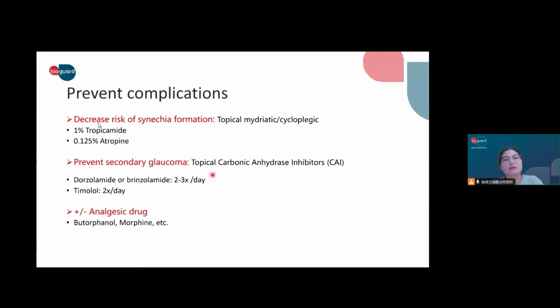We may also use topical carbonic anhydrase inhibitors like dorzolamide or brinzolamide, or timolol, to prevent secondary glaucoma. If the dog is in pain, we may also need an analgesic drug, butorphanol, morphine, or tramadol.